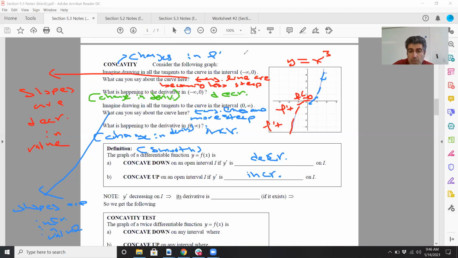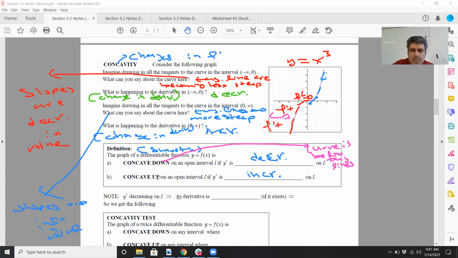Another way to think of this too is that if the curve is below your tangent lines, you're concave down. So you can see how the curve here was below the tangent lines. So here we say we're concave down, or CD for short.